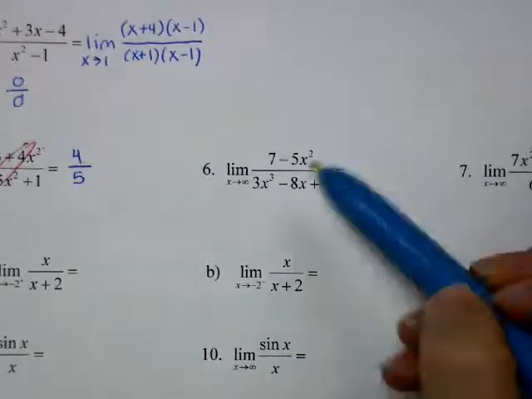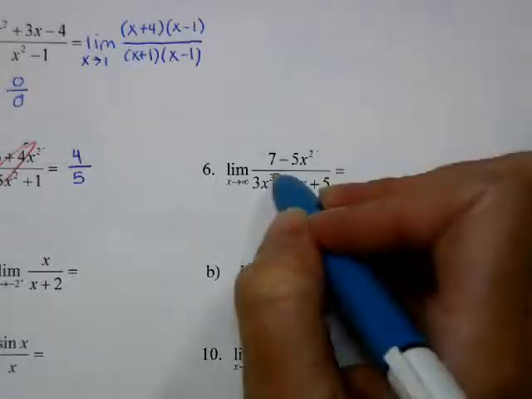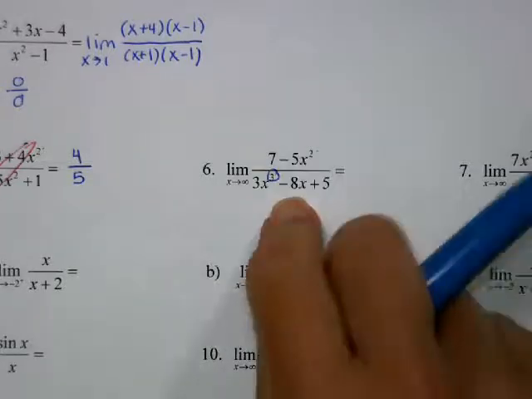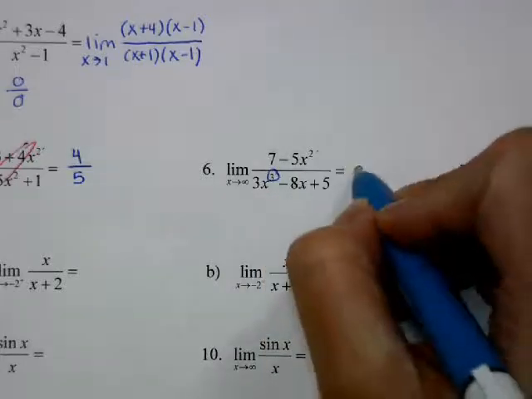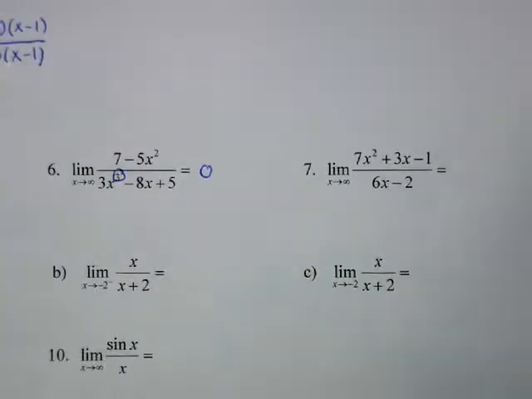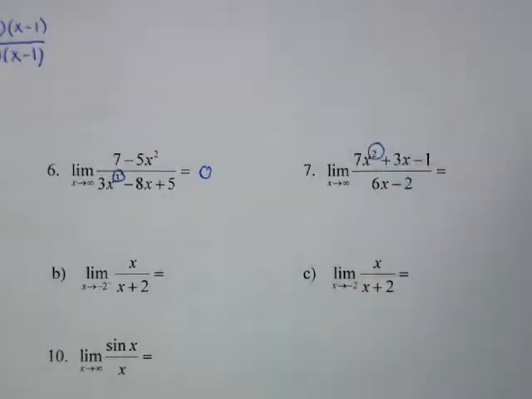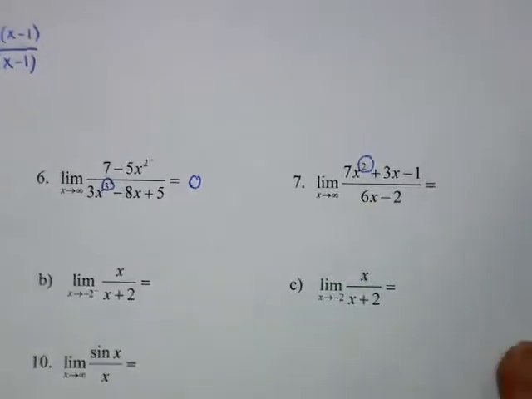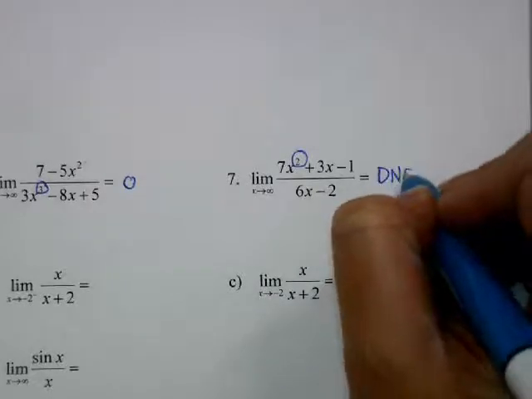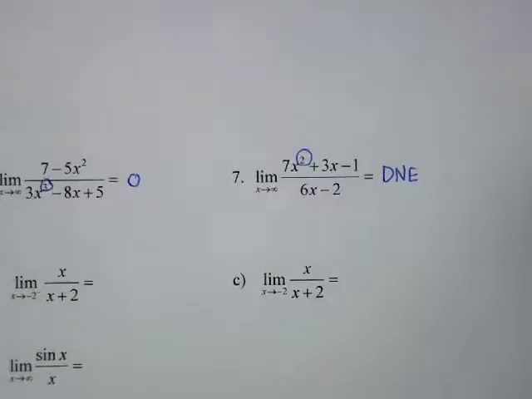In number 6, we have a degree 2 versus a degree 3. So degree 3 wins. So it's bigger on the bottom, which means the denominator is going to grow faster and faster. So we're going to go to 0. This one is the reverse of that, where my degree is bigger on the top, which means the numerator is going to be growing faster. So it's going to go to infinity or does not exist.